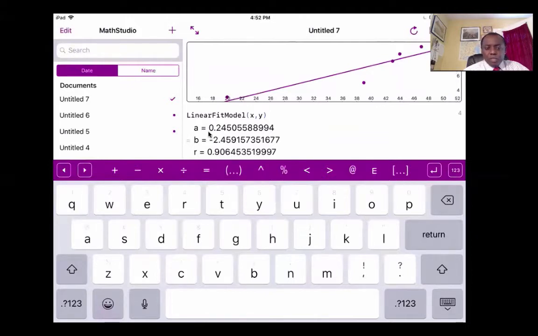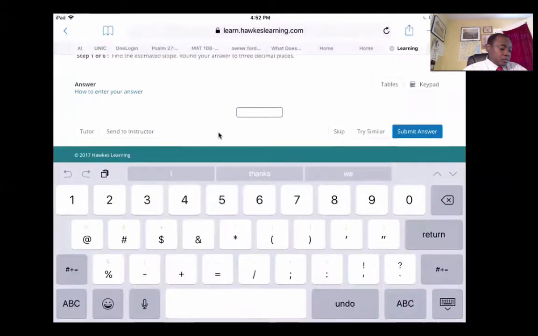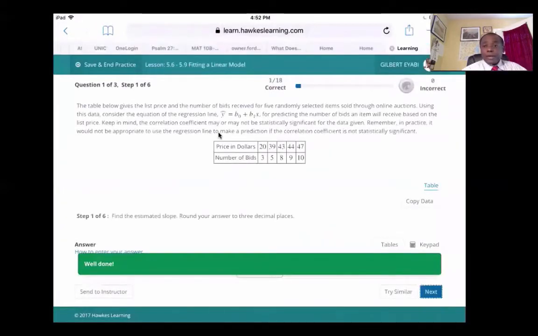But the question wanted my slope. So my slope is 0.245055. So let's go see how many decimal places we're interested in. It wants it in 3 decimal places. So that would be 0.245 because the 4th decimal place is a 0. Okay, very good.